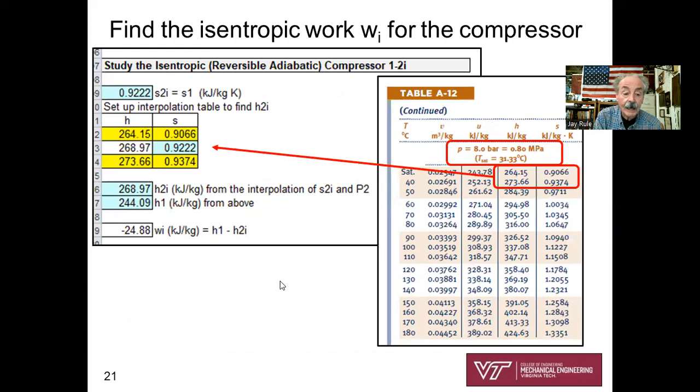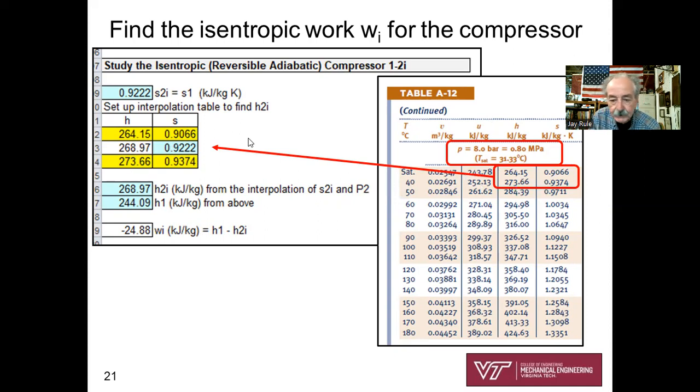Okay, so now we're going to study the isentropic work for the compressor. We need h2 isentropic to do that first law analysis. We looked up s1, and for the isentropic compressor, s2 isentropic equals s1, 0.9222. We're going to go to our superheated tables at 8 bar, 800 kPa, and shop for where s is 0.922. I don't see it, but it's somewhere between saturation temperature, 31.33 degrees C, and 40. So we will do the interpolation.